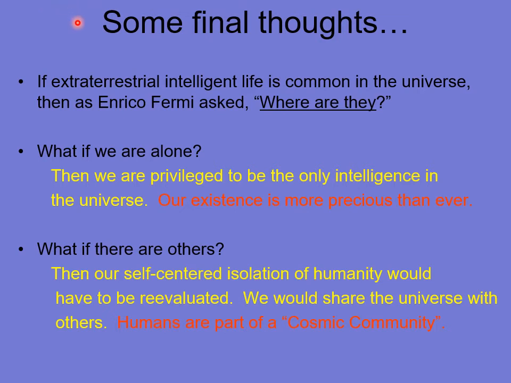Some final thoughts on this chapter and our whole course here on astronomy in general. We showed in the last slide, using the Drake equation, that we think that intelligent life may be very common in the universe. But someone, Enrico Fermi, famously asked, well, if intelligent life is so common, where are they? Why haven't they shown up? Why haven't they contacted us? And that's an interesting question in itself.